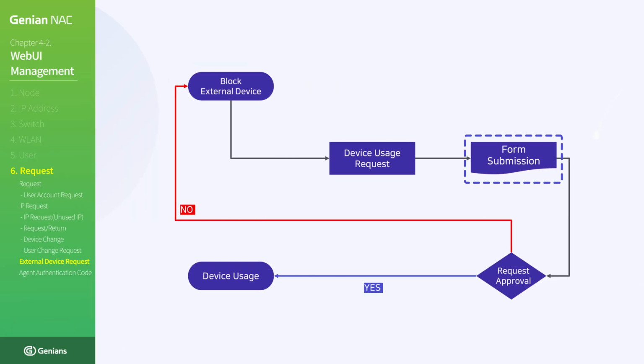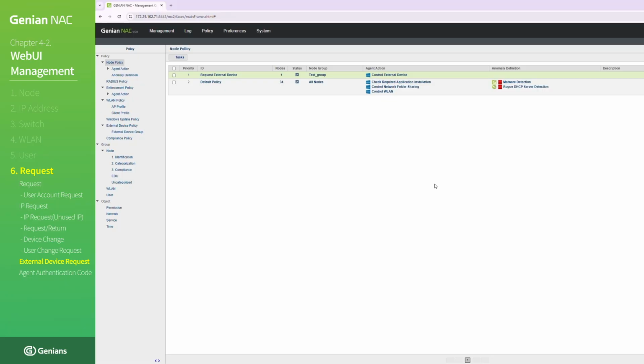If the external device is blocked on the user's endpoint, the user can select the External Device Request option from the Agent Tray icon menu to fill out and submit a device usage request form. First, through the agent, click on the device blocking pop-up at the bottom right corner to navigate to the device request form page.